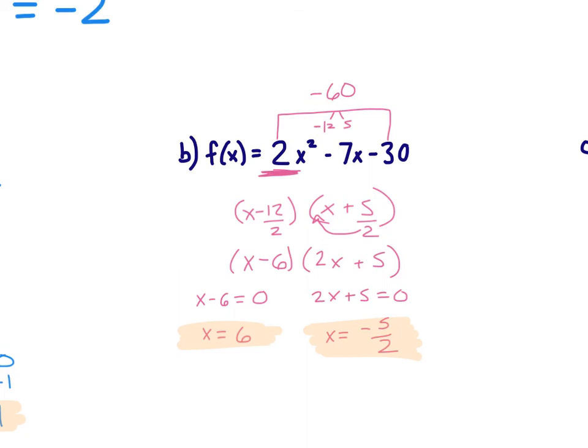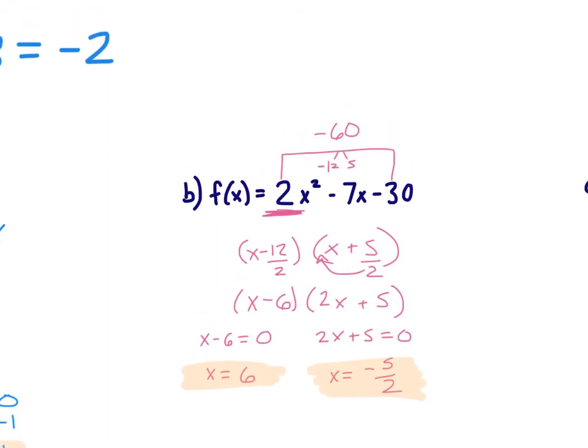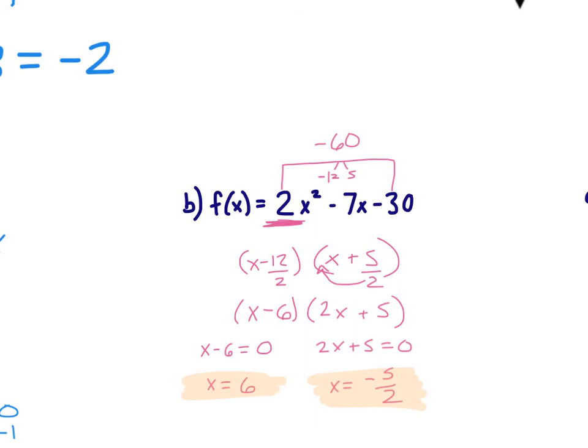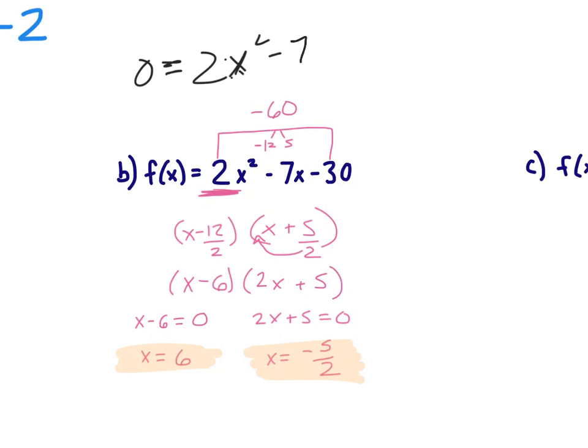Would you get the same thing if you divided by 2 at the beginning? Yeah, you would get the same thing. Because this is 0 is equal to 2x squared minus 7x minus 30. If we divided everything by 2, we have to divide this 0 by 2, this by 2, this by 2, and this by 2, and you'd get the same answer.